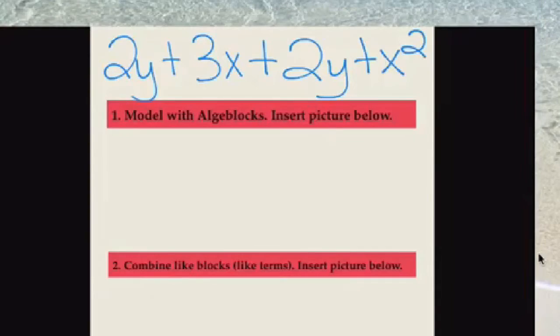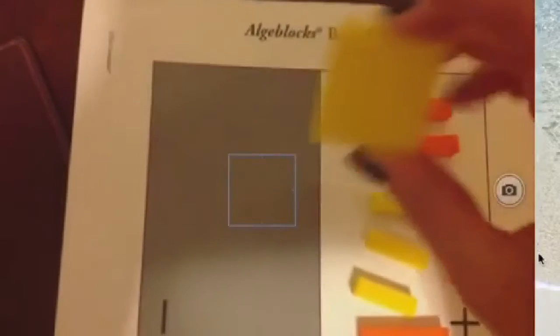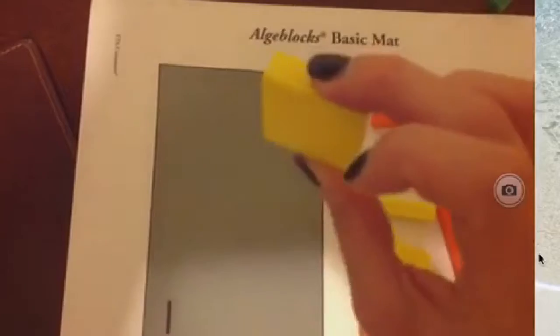And the last thing we have is x squared, which, remember, x squared is represented with the yellow square. And again, that's also positive. Ooh, we're having a positive party over here. Okay, go ahead and take your picture.